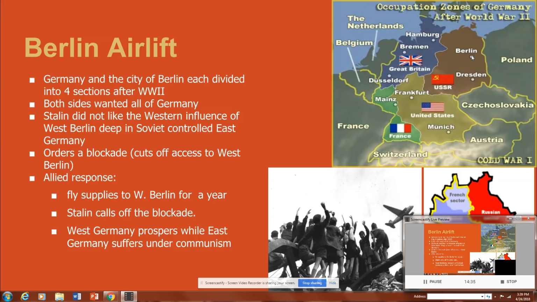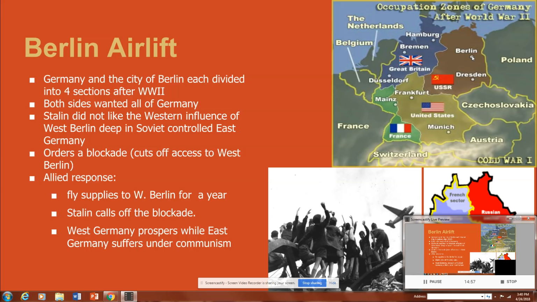So they did some mortar rounds towards the planes initially. They threatened us, but nothing physical. They didn't actually attack us. And we do this for a year. And after a year, Stalin realizes this is not going to work, and he calls it off, and West Berlin is able to continue going on.